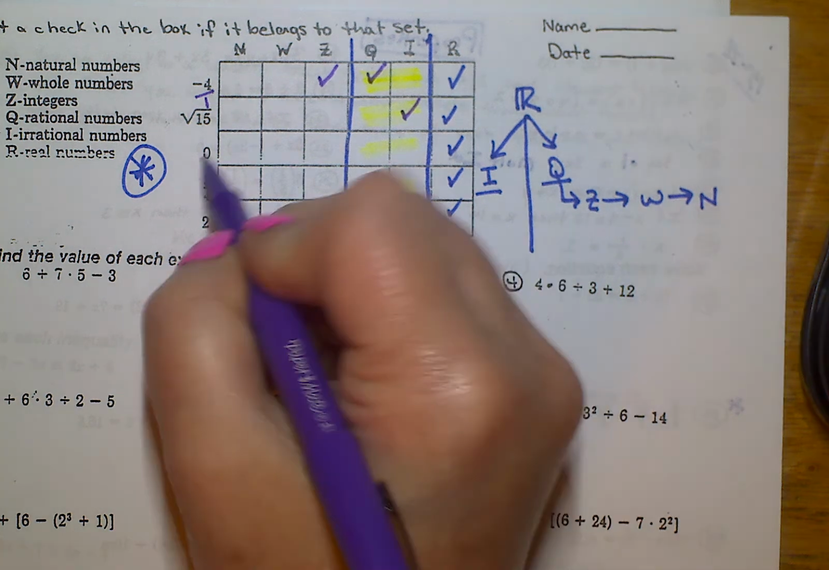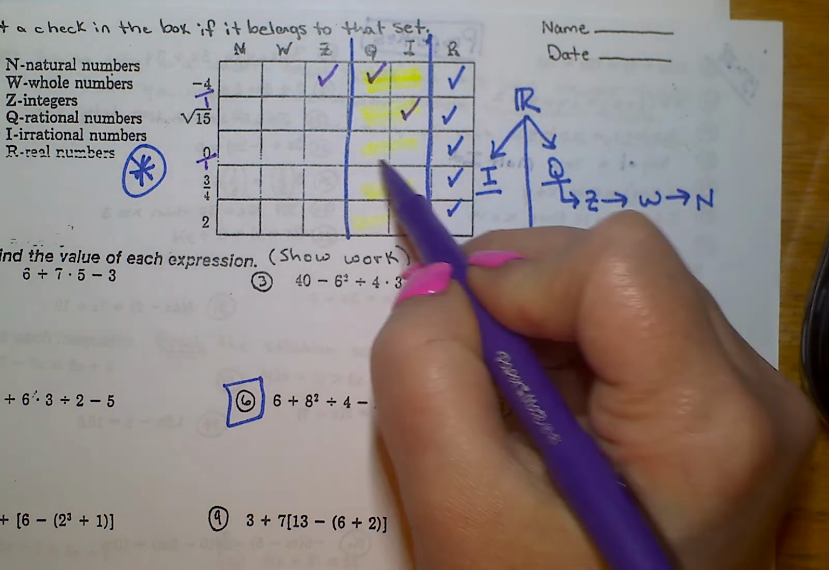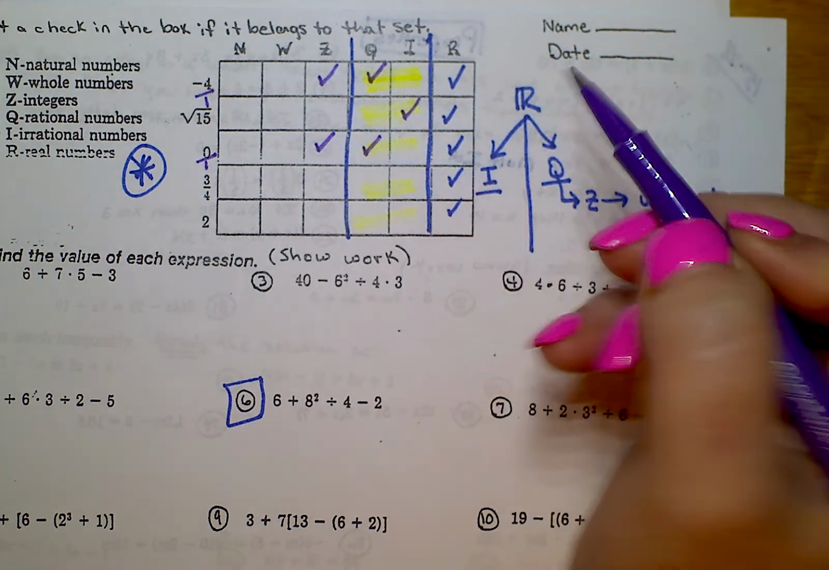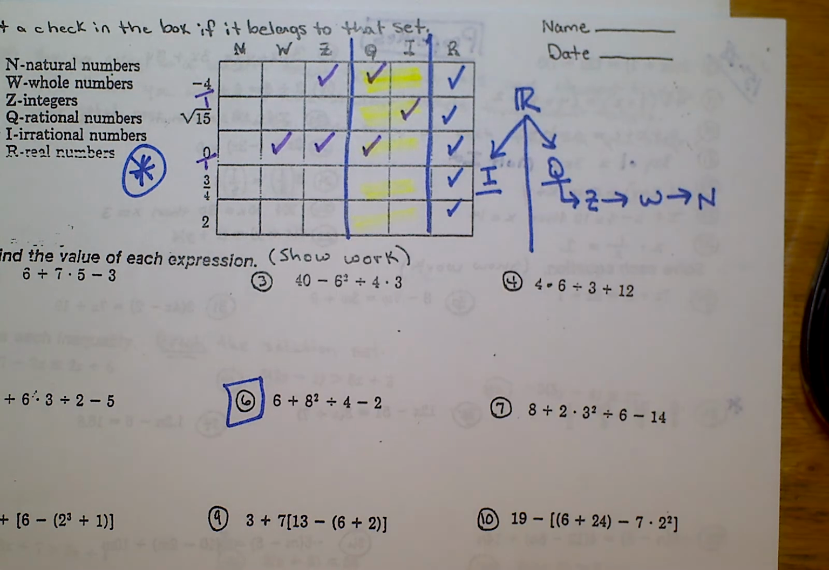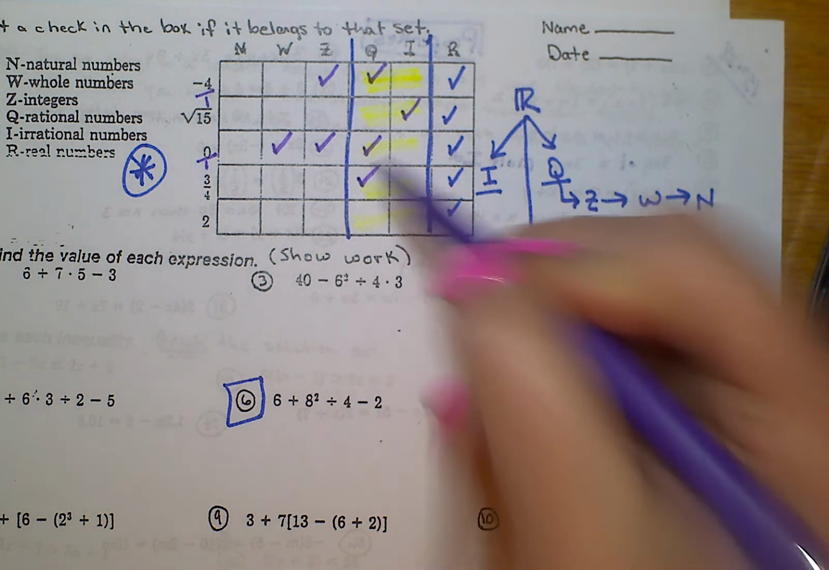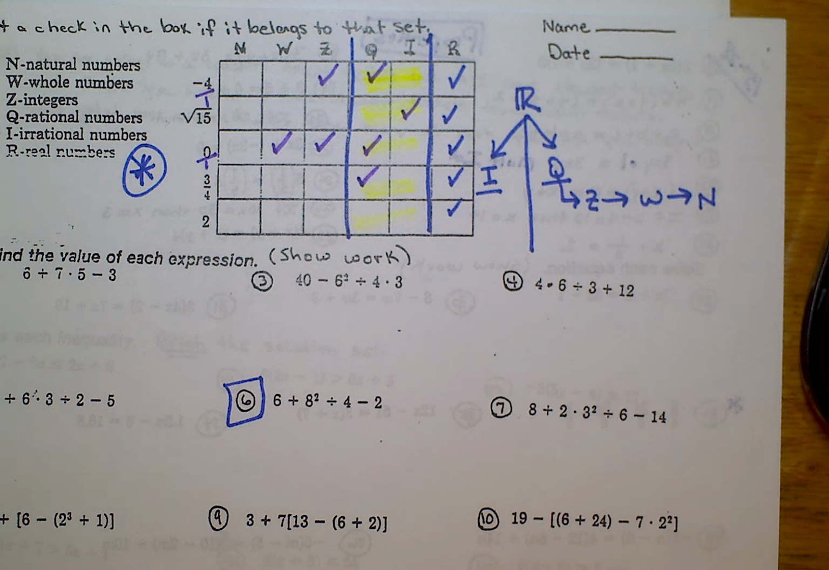0. You can put a 1 under it and make it a fraction, so it would be rational. 0 is also in your integers, and 0 is in your whole numbers. 0 is not a natural number. That is your counting numbers where you start with 1. 3/4 is a fraction, so it would be rational. You don't see the fractions or decimals if it is an integer, so that's all that one is.